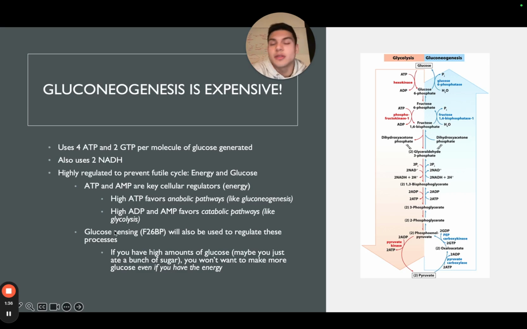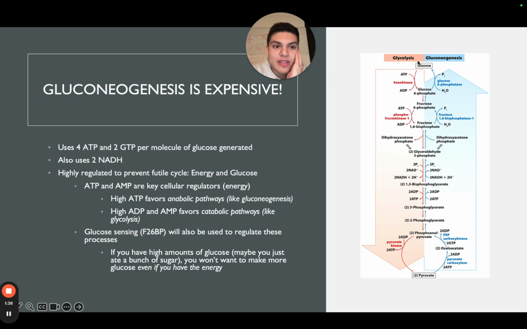And then the glucose sensing F2BP, which we'll talk about in a little bit, will also be used to regulate these processes. And the rationale is distinct from high energy. This is different. So F2BP, do not equate it with ATP or ADP or AMP. Do not combine them, because that's going to get messy. F2BP is just a glucose sensor, meaning that if there's high glucose, there's high F2BP. And you won't want to make more glucose even if you have the energy.